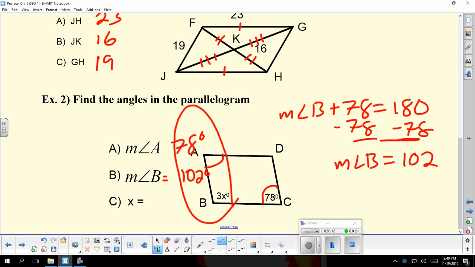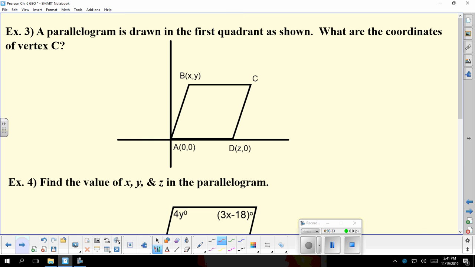And then X has to equal, set that equal to 102 and divide. Divide both sides by 3. X equals 34. Next one.